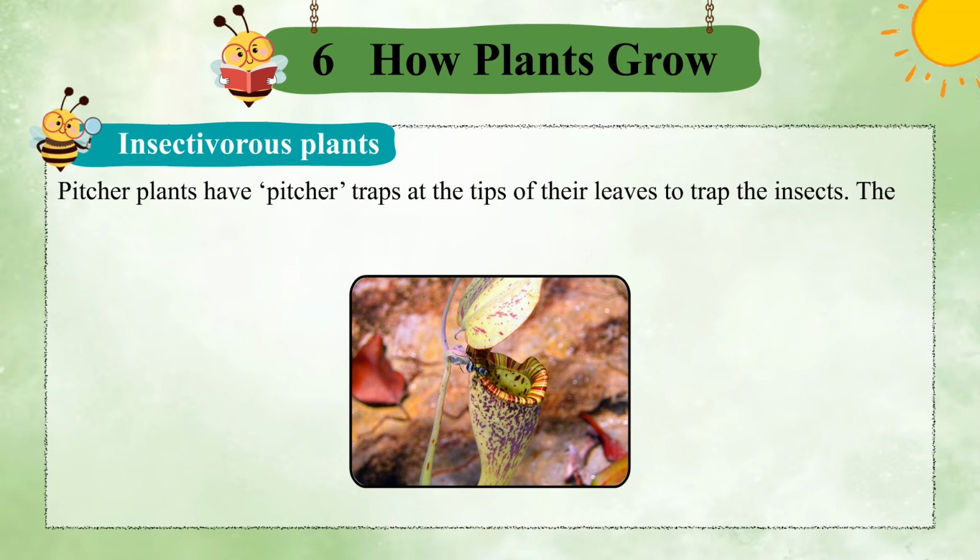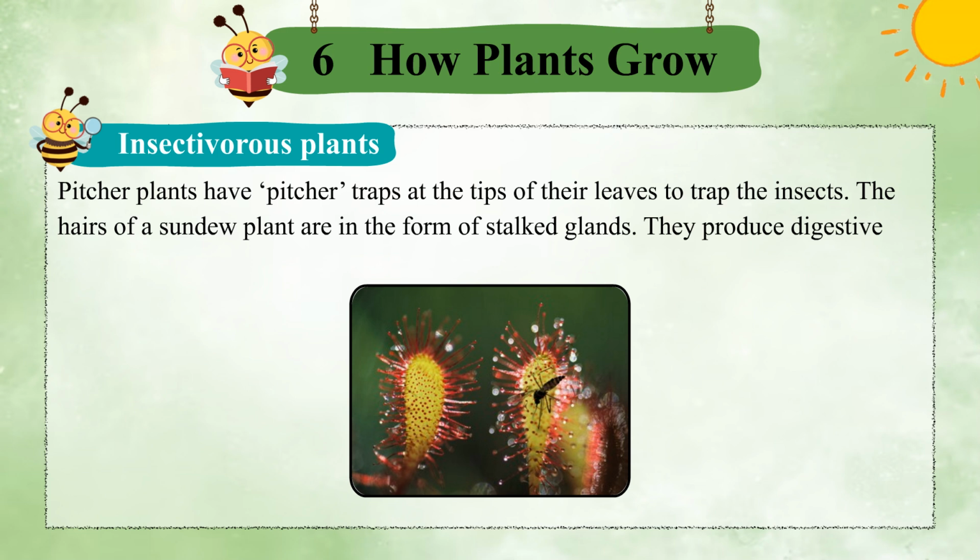Pitcher plants have pitcher traps at the tips of their leaves to trap the insects. The hairs of a sundew plant are in the form of stalked glands. They produce digestive juices that decompose the trapped prey.